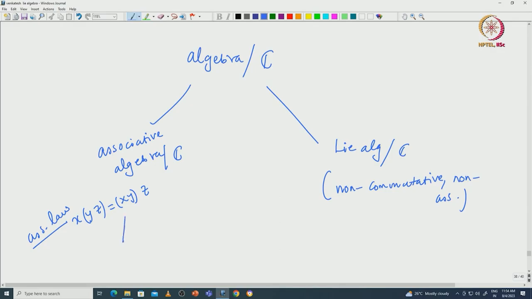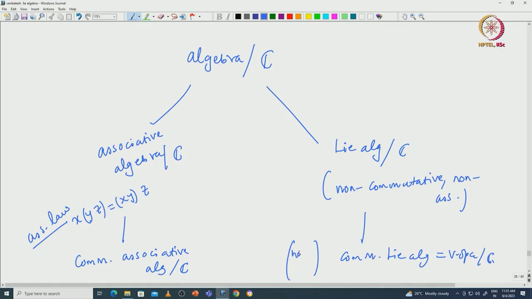Again, here you can go further down, we can talk about commutative associative algebras. That is also a very interesting class that one can study in algebra. But if you go down and add commutativity to Lie algebras, then it becomes trivial. There is nothing like a commutative Lie algebra. Commutative Lie algebras are nothing but vector spaces, so they are not that interesting.